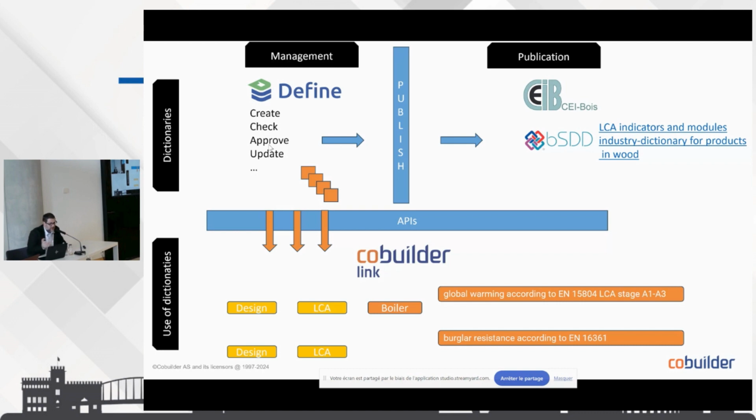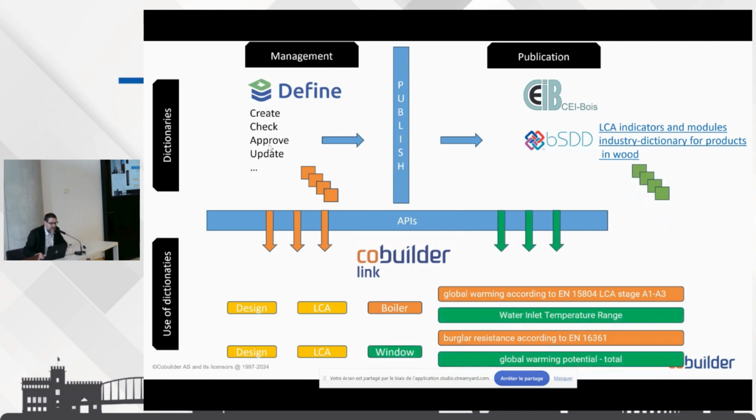So we will see that from define, I can use an object, which is the boiler, and our thing in define is to use properties coming from standards. So in my case, I will use global warming potential according to EN 15804 at stage A1, A3. Remember these famous dependencies with modules. And there will be another object where I will use burglar resistance. So no secret, this second object will come from BSDD, and it will be a window. I mean, burglar resistance doesn't make a lot of sense for a boiler, in my opinion.